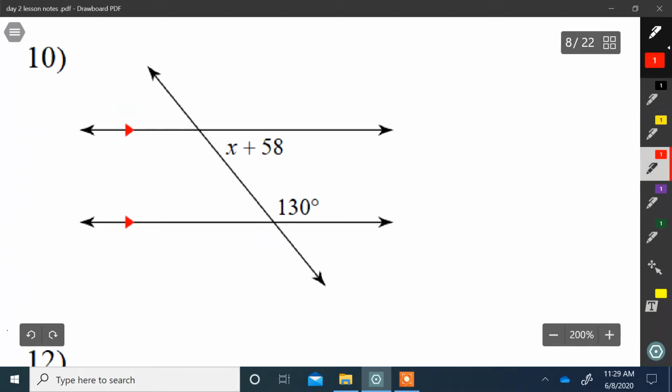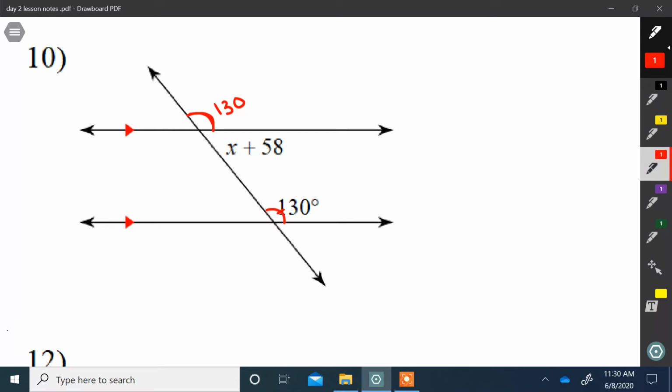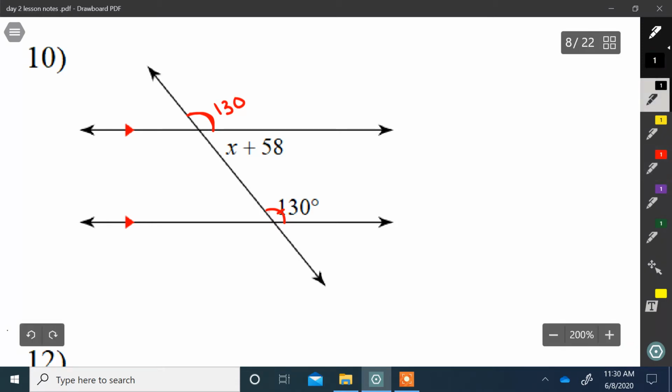Okay, in here I have this 130 as well. Notice that if this is 130, this right here will also be 130. And it makes sense. You just have to look at it. It even makes sense logically. Okay, so if that's 130, notice that all of this is 180.